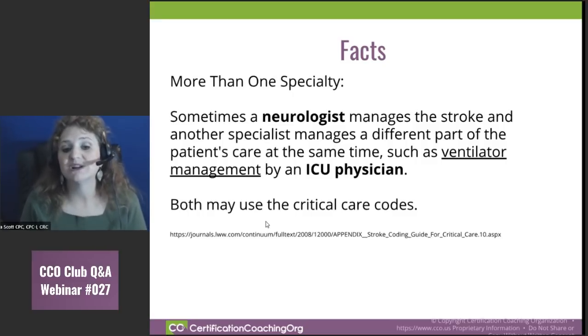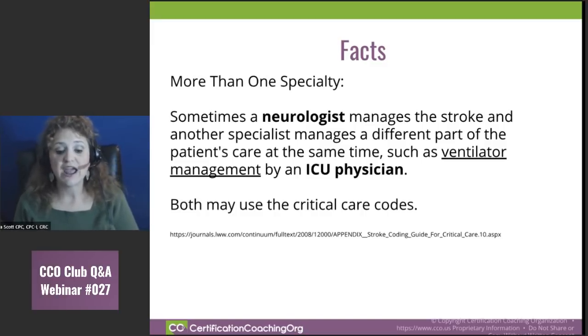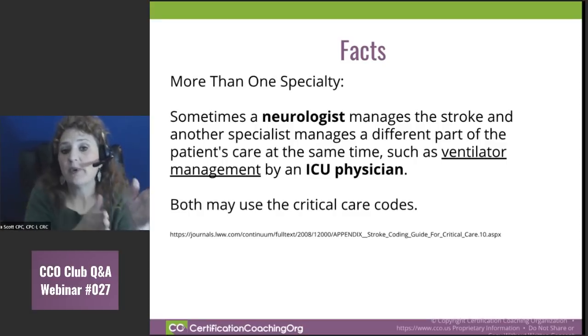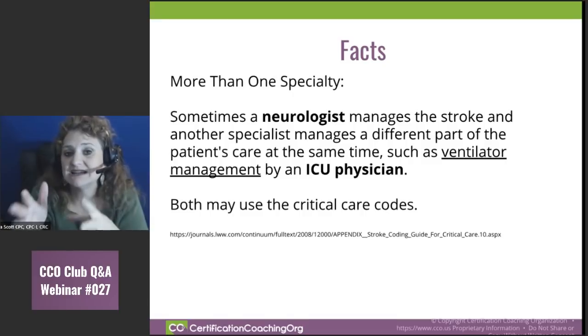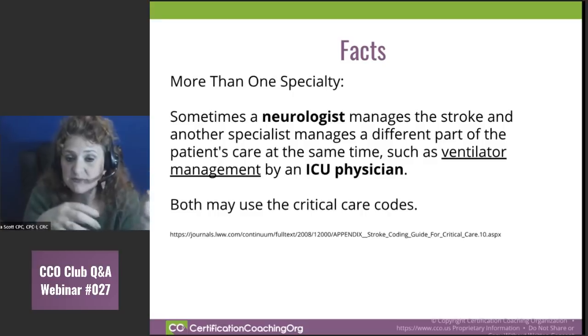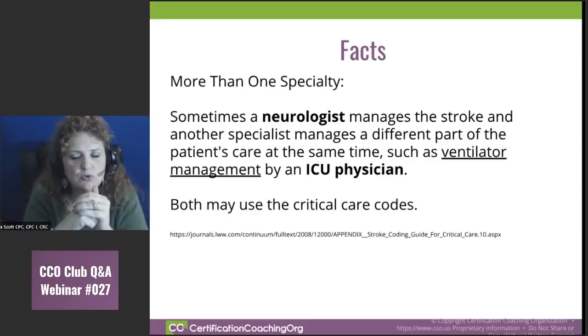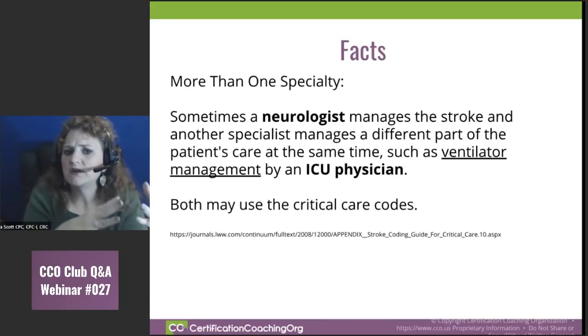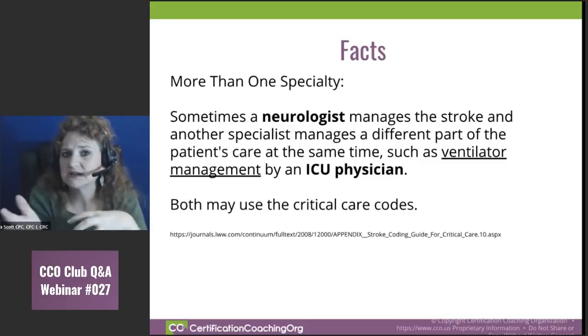What if you have more than one specialty? Okay, that changes everything. It would be very common for you to have a neurologist come in and treat the stroke patient, but the neurologist is not the ICU physician that is taking care of the patient, right? They're a specialist because it's a stroke. Now, I can see the wheels turning, and you're telling yourself, but wait, wouldn't the neurologist be primary because it's a stroke patient?